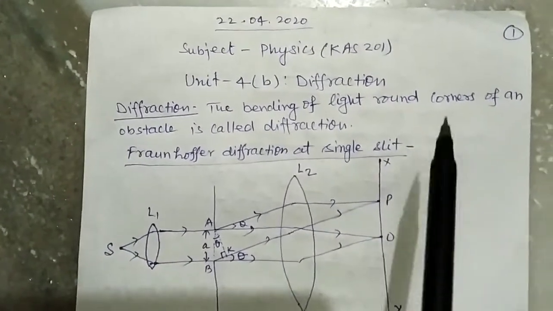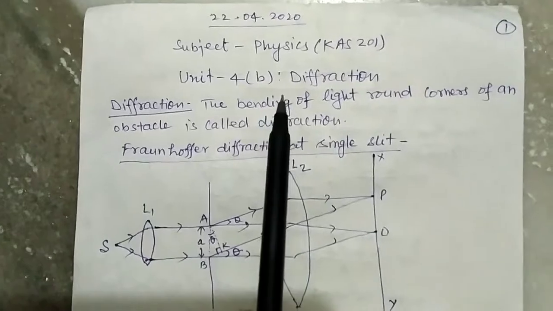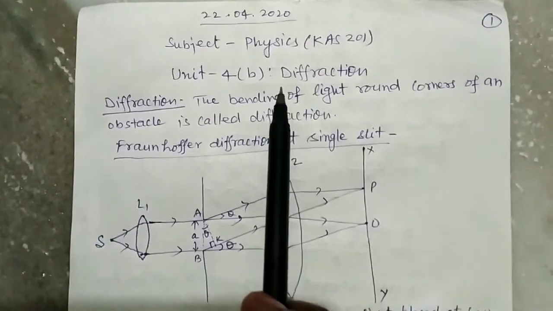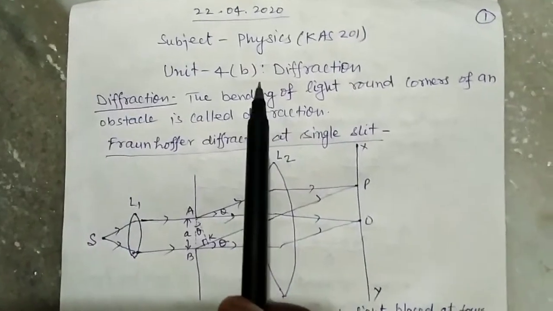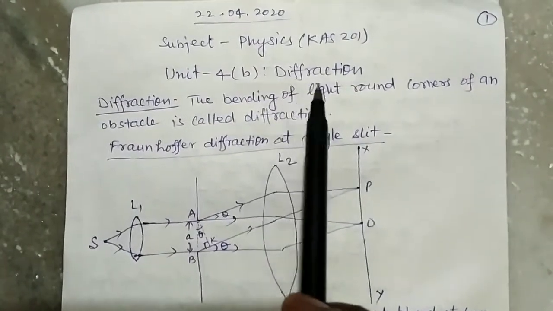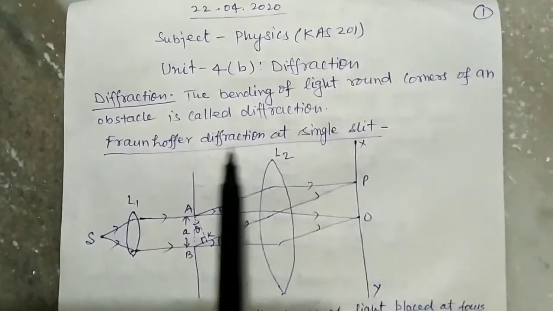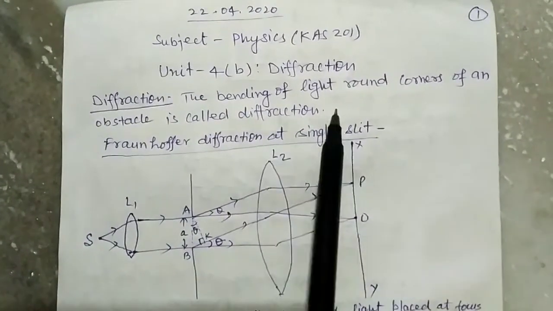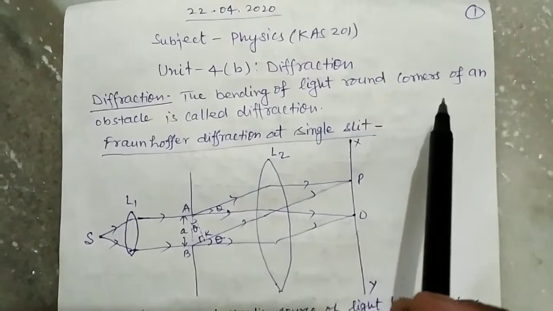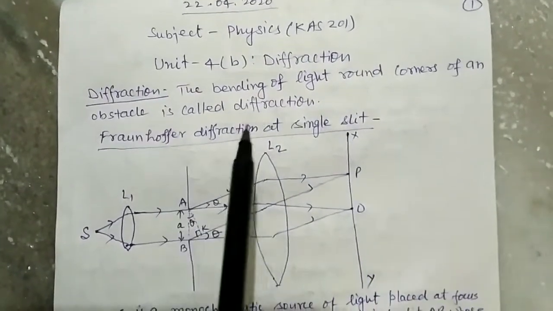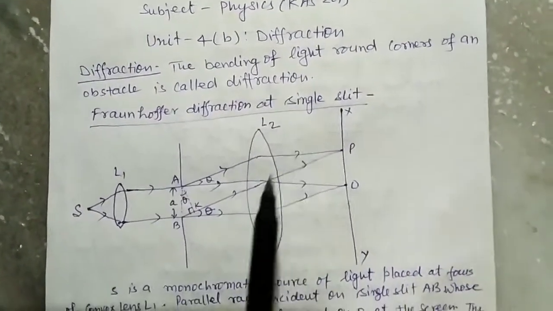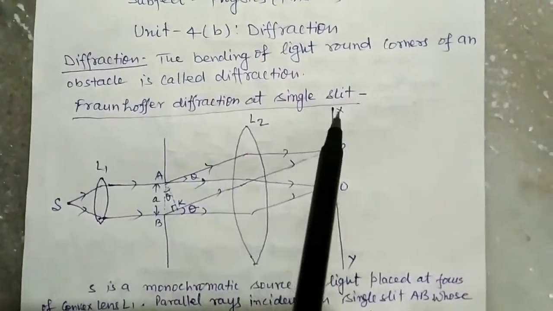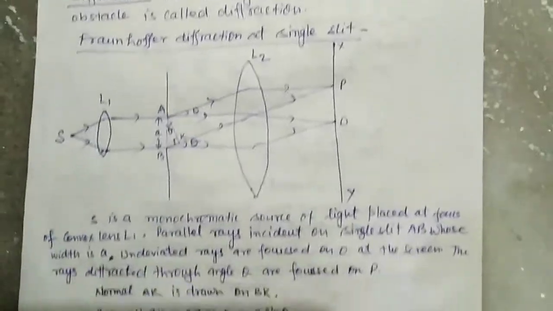Dear students, today we are starting the second part of fourth unit, that is wave optics. The chapter's name is diffraction. First we define diffraction. The bending of light round corners of an obstacle is called diffraction. The first topic is Fraunhofer diffraction at single slit.